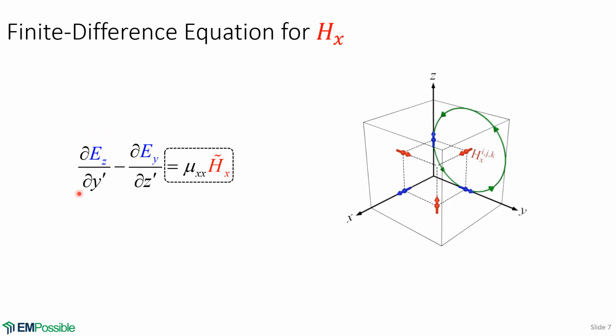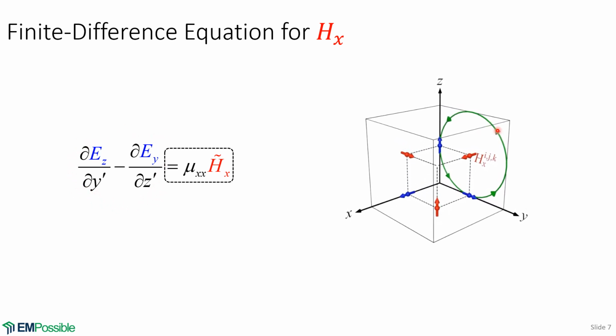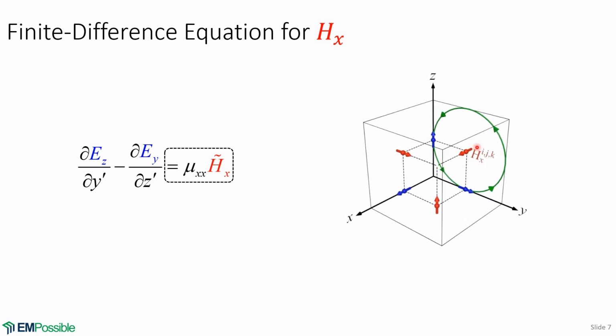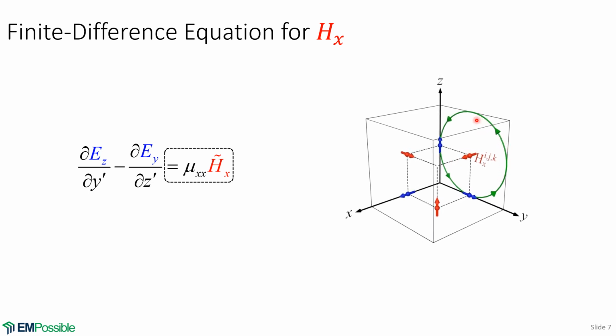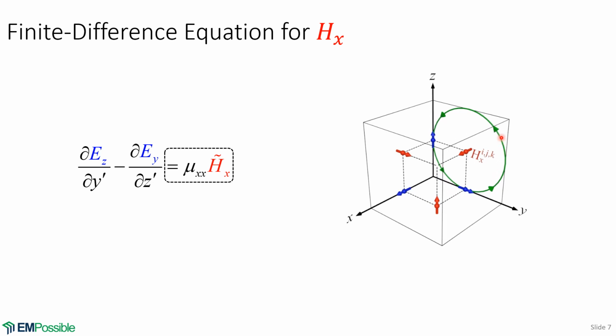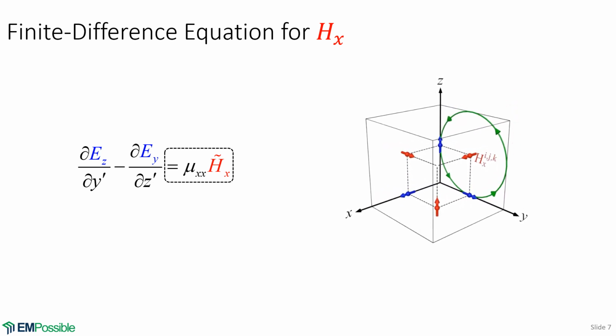The terms on the left are calculating the curl of the electric fields, and I've drawn this curl that's following the right-hand rule around Hx. So if you take your right hand and point your thumb in the direction of Hx, your fingers will curl in this direction. And the electric fields are lying along this curl path. Okay, so let's get started with this.